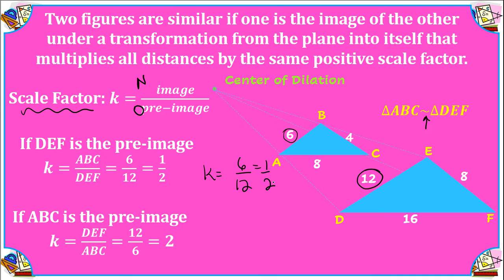Now let's go the other way around. Let's say that ABC is the pre-image and DEF is our new image. To find your scale factor k, let's take a look at another pair of corresponding sides, BC and EF. So we take the new image length of 8 and compare it to the original length of 4 and simplify it to 2. And we know that when our scale factor k is more than 1, we have made an enlargement. And indeed, DEF is larger than ABC.